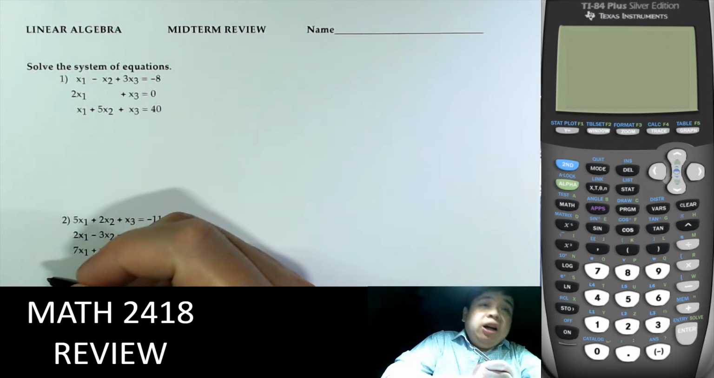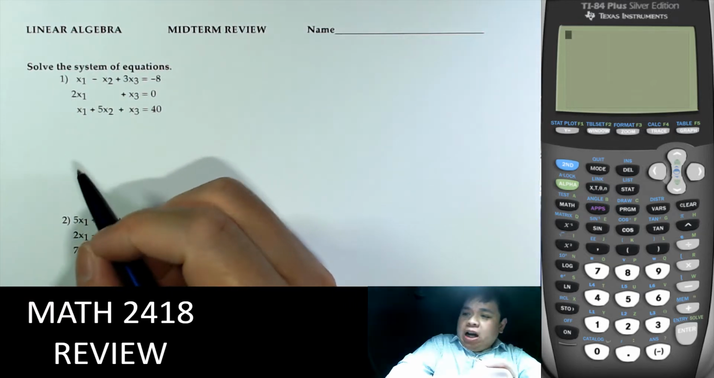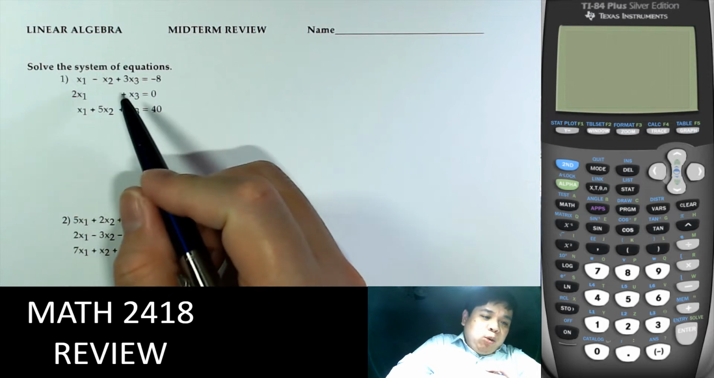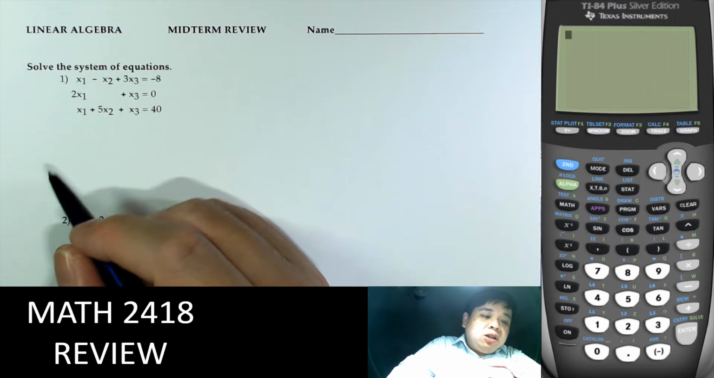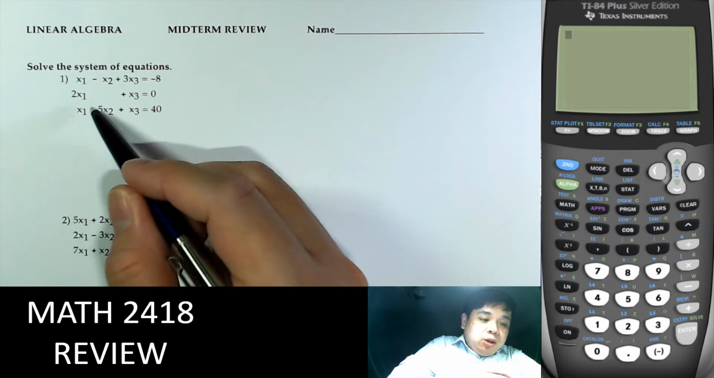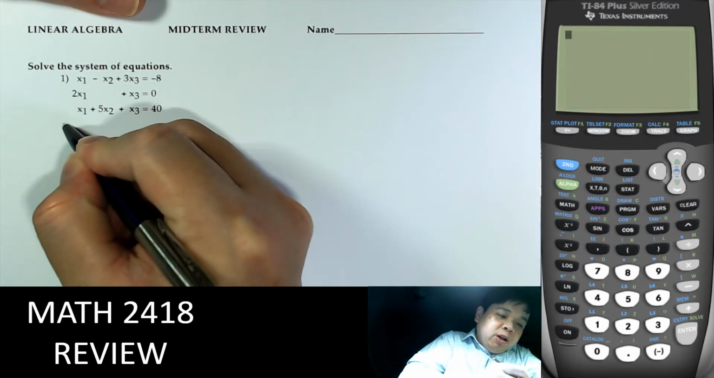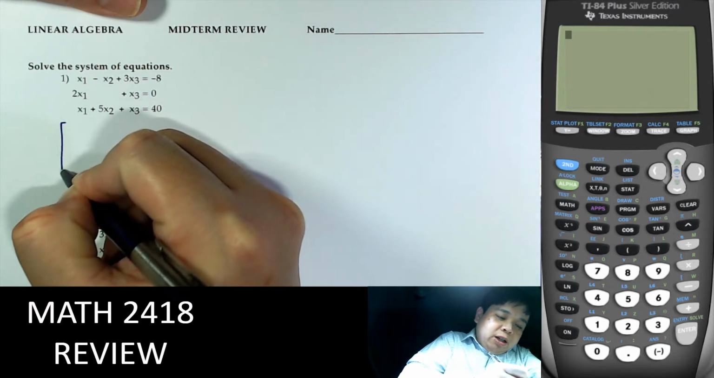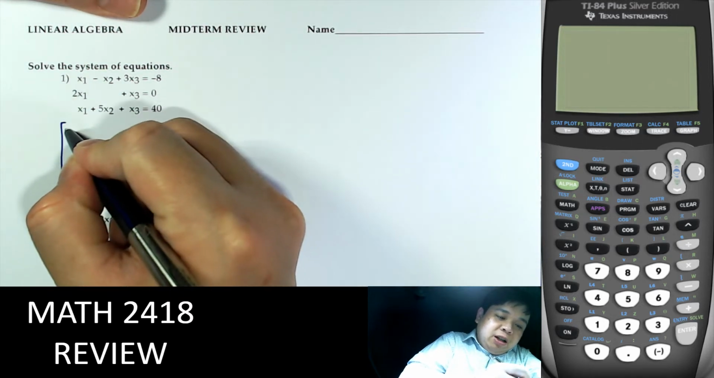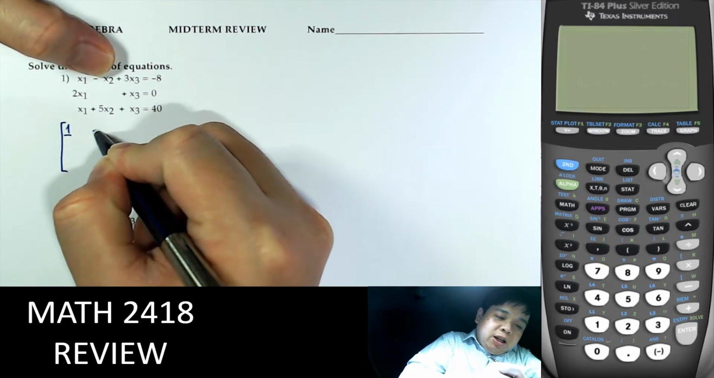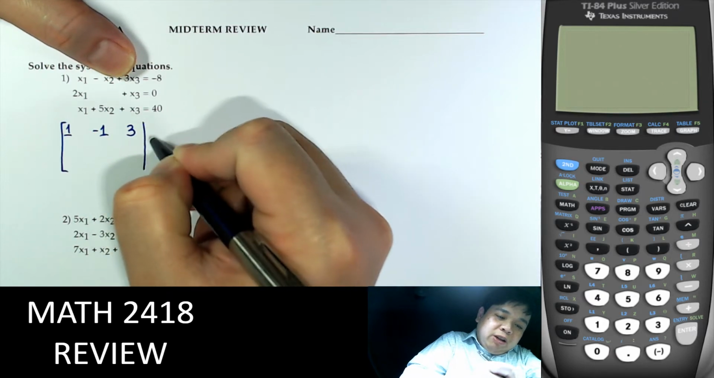We begin the review of linear algebra. For a system of equations, as you will see in this class, there are a lot of different ways to solve it. But the most efficient way is to use a calculator and turn this into reduced row echelon form. First, we put it in a numeric matrix with all the coefficients on the left-hand side: 1x1, negative 1x2, 3x3 equal to negative 8.